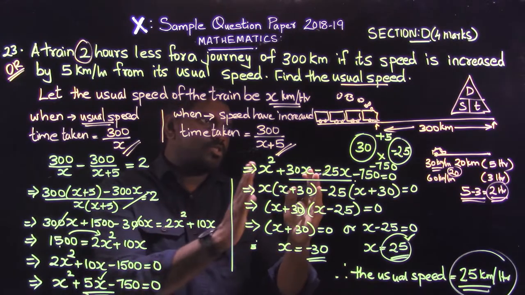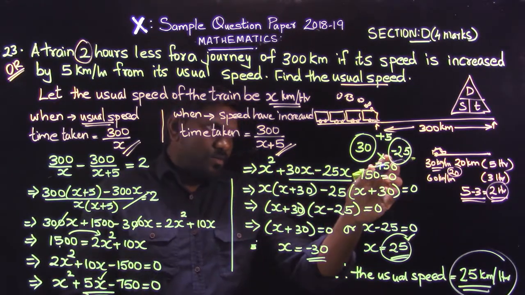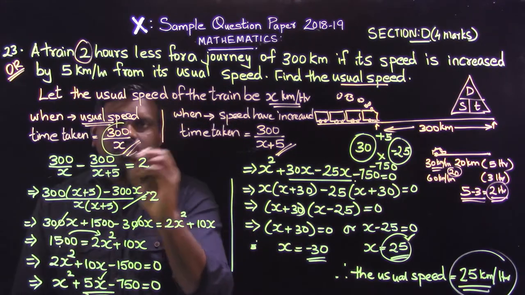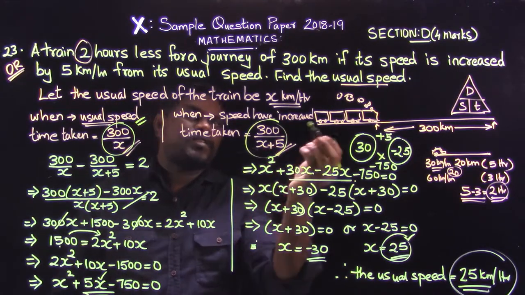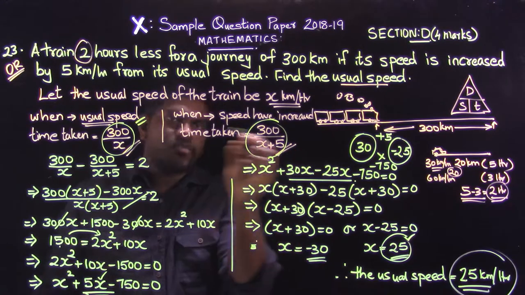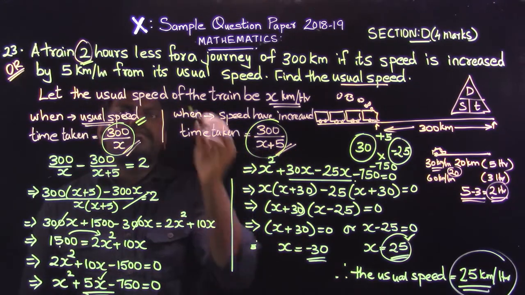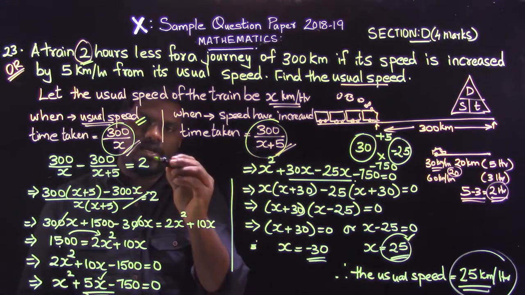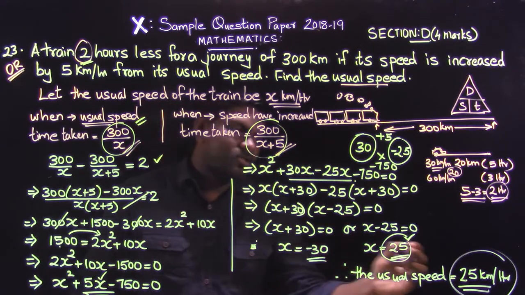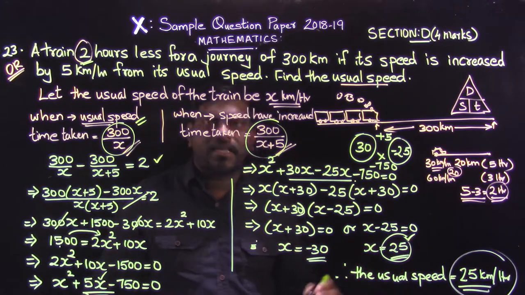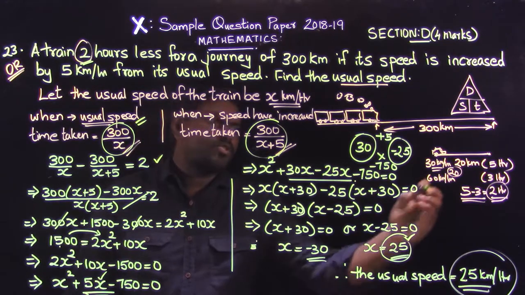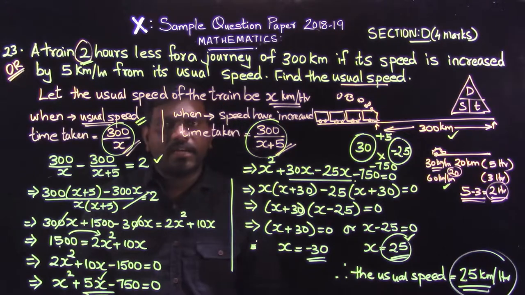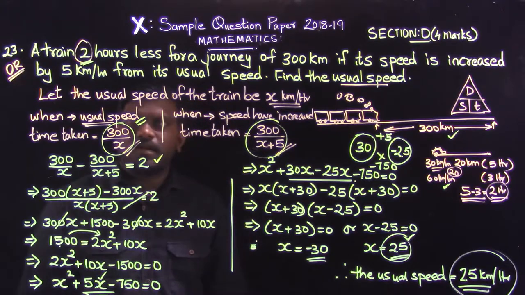So we are actually playing with the time here. You see the first time with the usual speed, then you see the time taken if the speed has increased by 5. You subtract these two and you get that it is 2 hours less. So that is the equation which I found, and I solved it. Thus I got two values for x, and we take the positive value because speed is always positive. Clear? This is the concept which you need to keep in your mind. Make sure that you do similar problems, so that you don't find any difficulty in solving these types of problems. Fine.